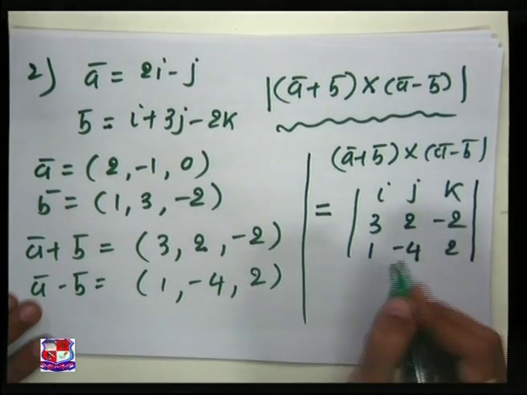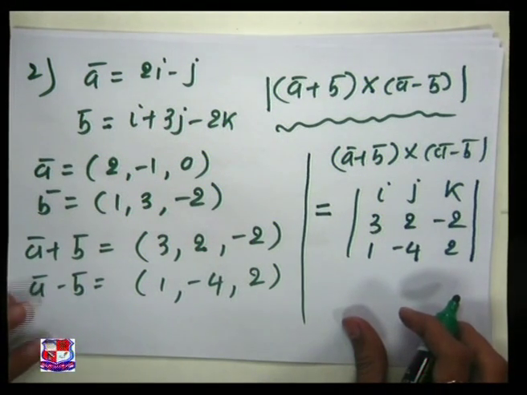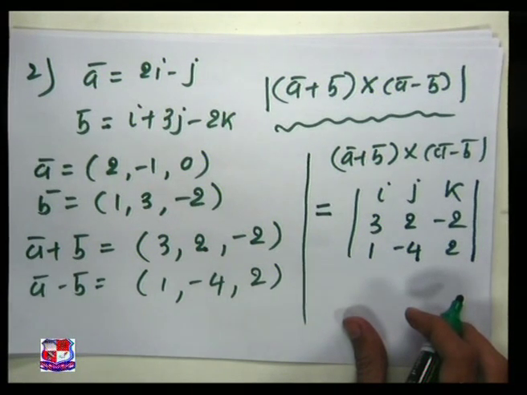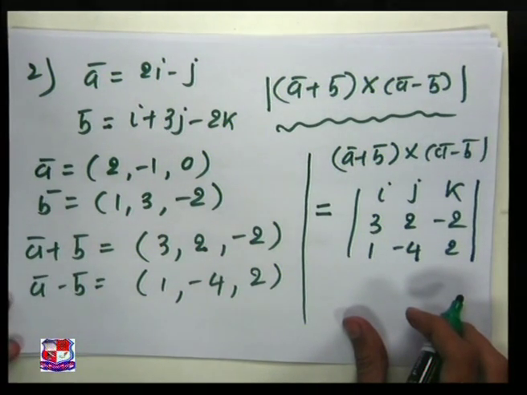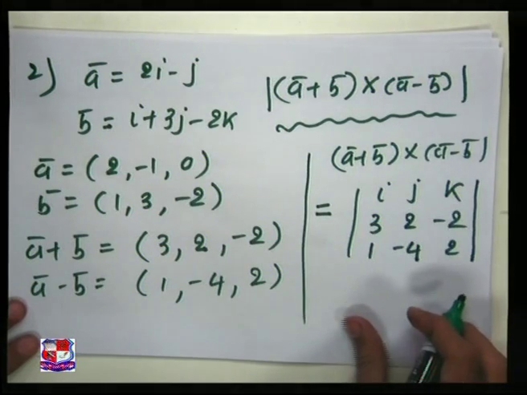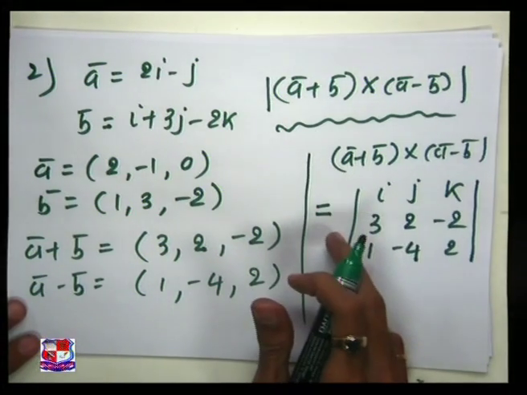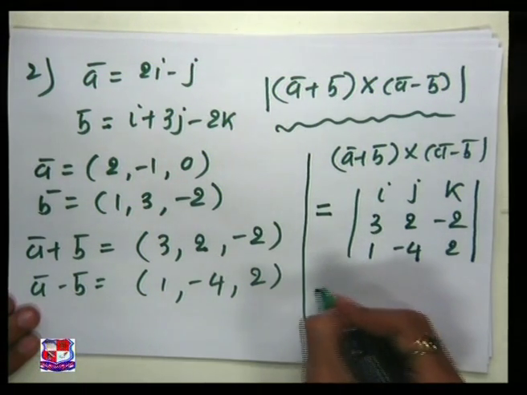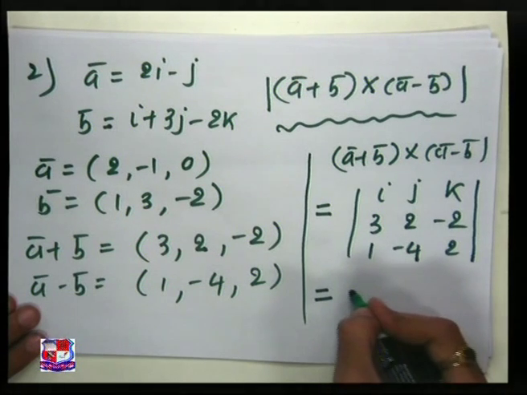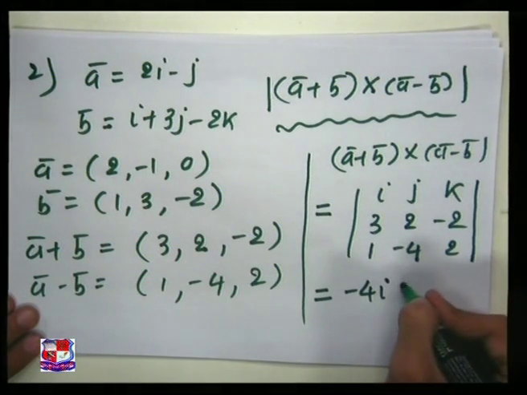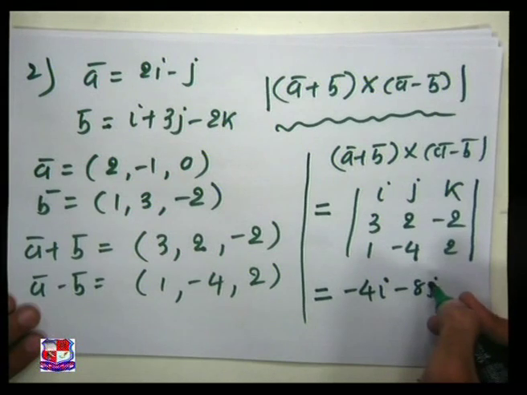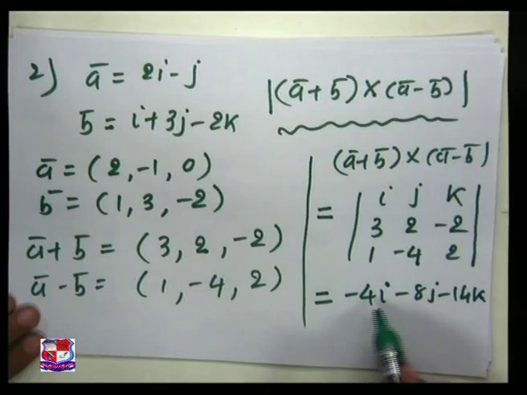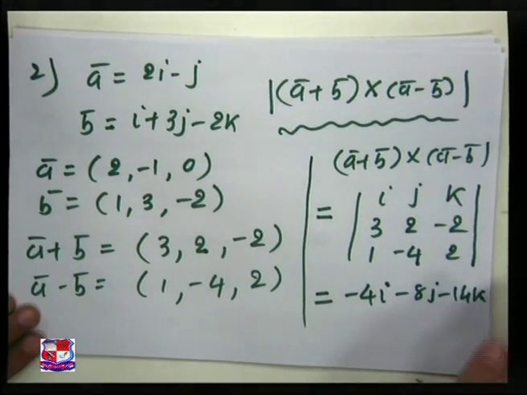This is the simple determinant which we have already discussed how to expand. So now it is quite easy to determine the determinant of this 3 cross 3. Here I directly put this one will be minus 4i minus 8j minus 14k. So this is, check yourself, minus 4i minus 8j minus 14k.